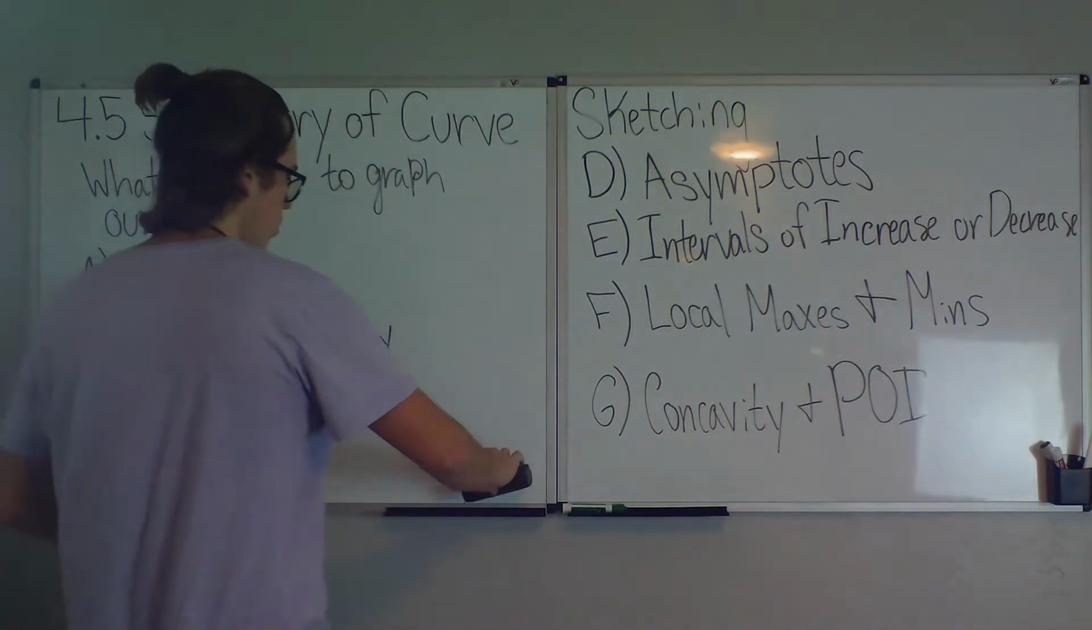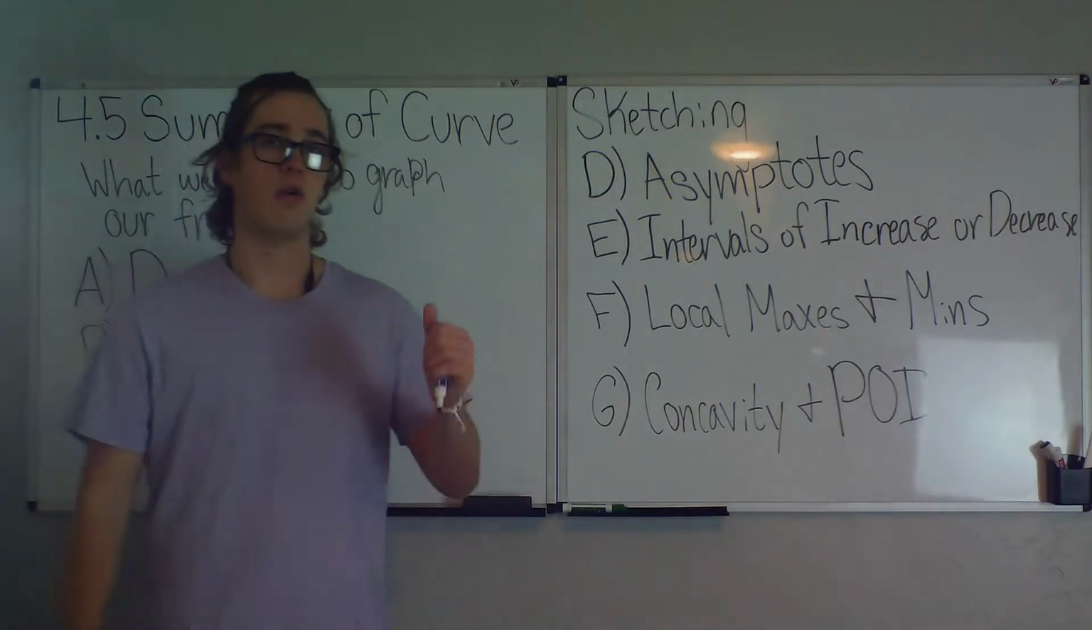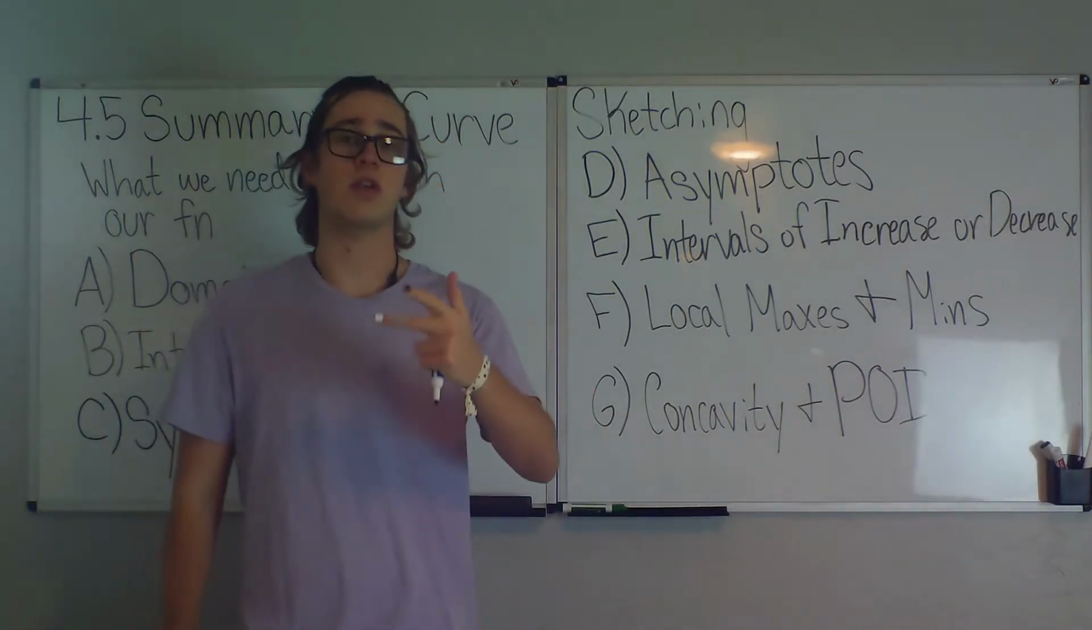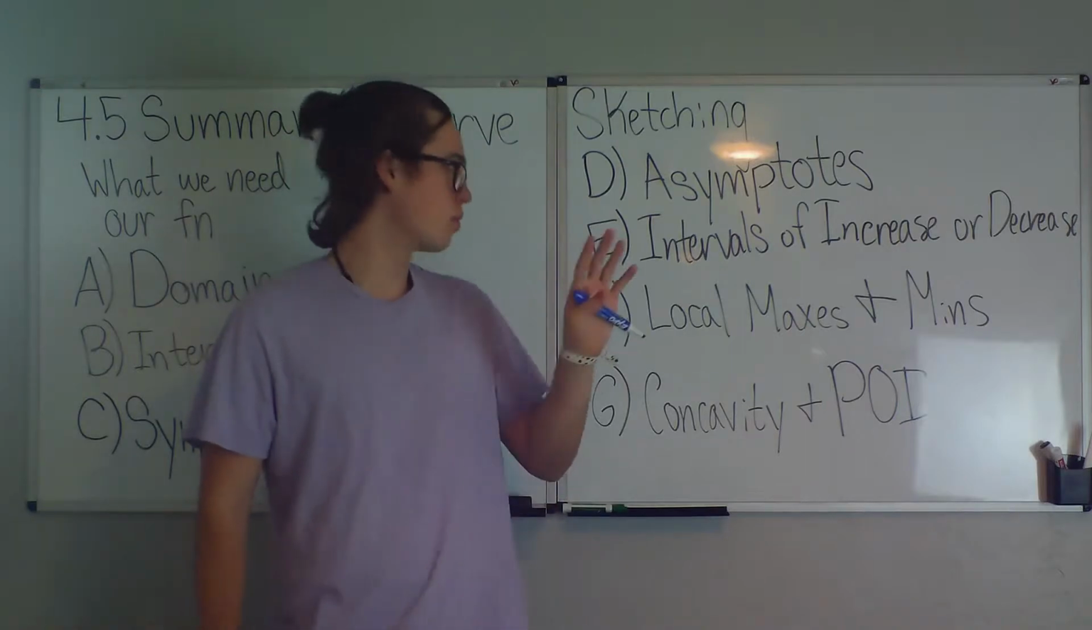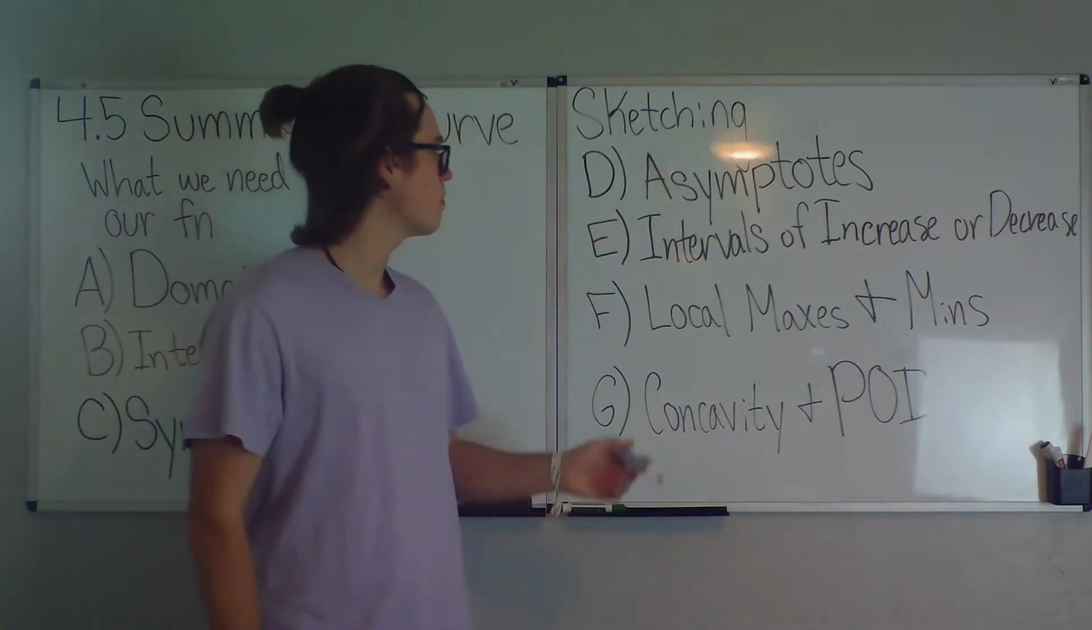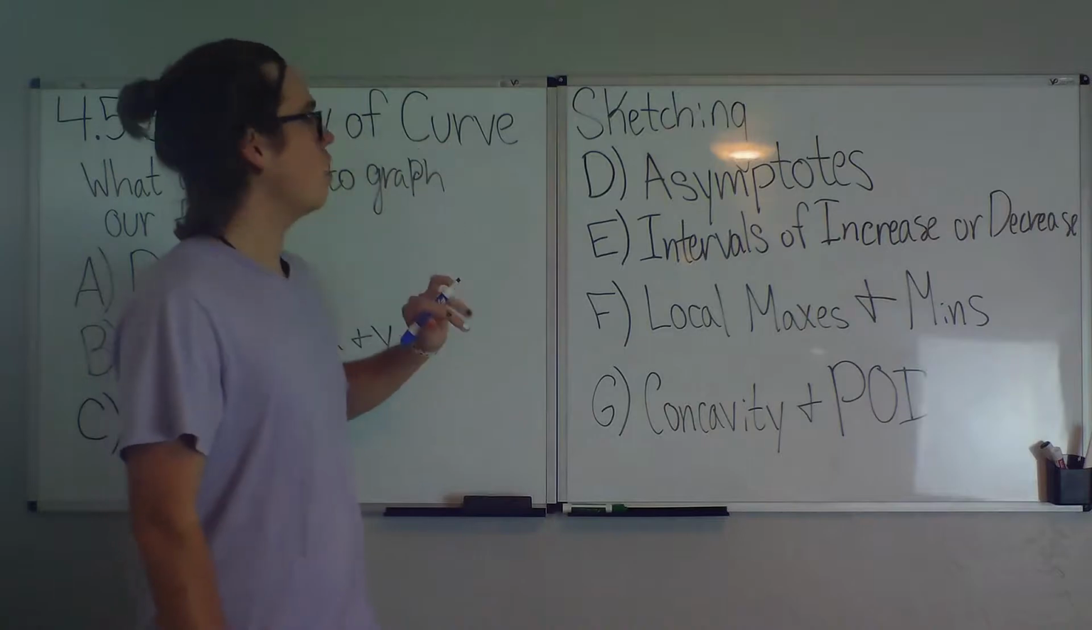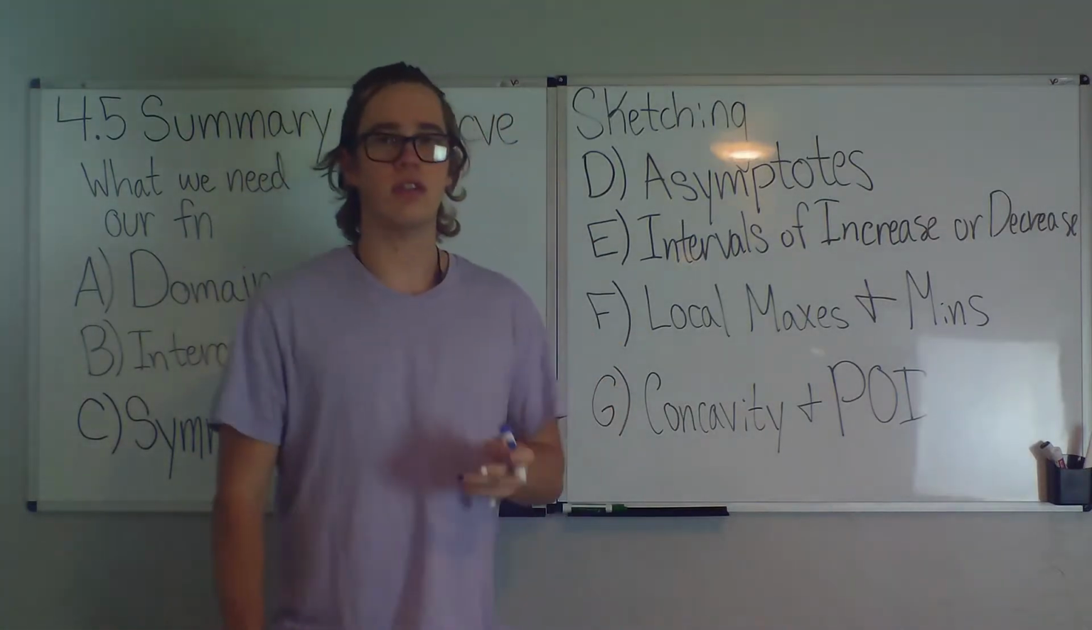What's next? We need to know asymptotes. We need to know horizontal asymptotes, vertical asymptotes, and now slant asymptotes, which we'll cover at the very end of our function. Fifth, we need to know our intervals of increase or decrease.